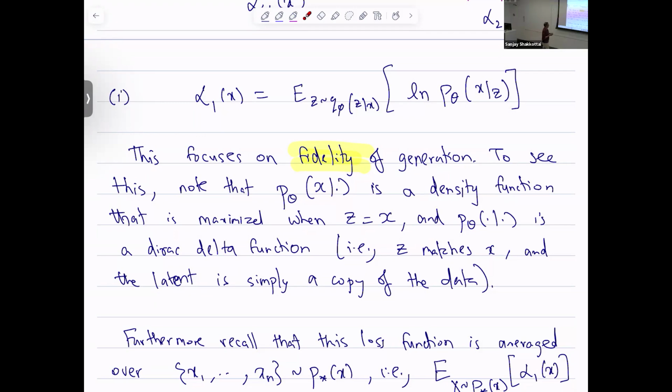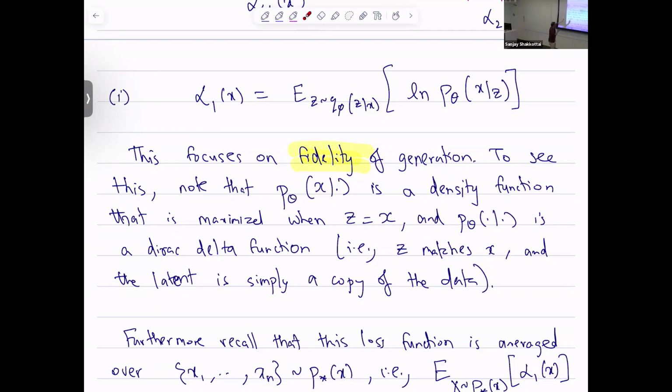I would like to shape the density function, and I want to make this function I want to maximize as big as possible, which means I want x and z to be aligned, because of the delta, right? When z equals x, p theta simply copies this data, and so the latent is simply a copy of the data, and that's what will maximize this function. Does it make sense, or not really?